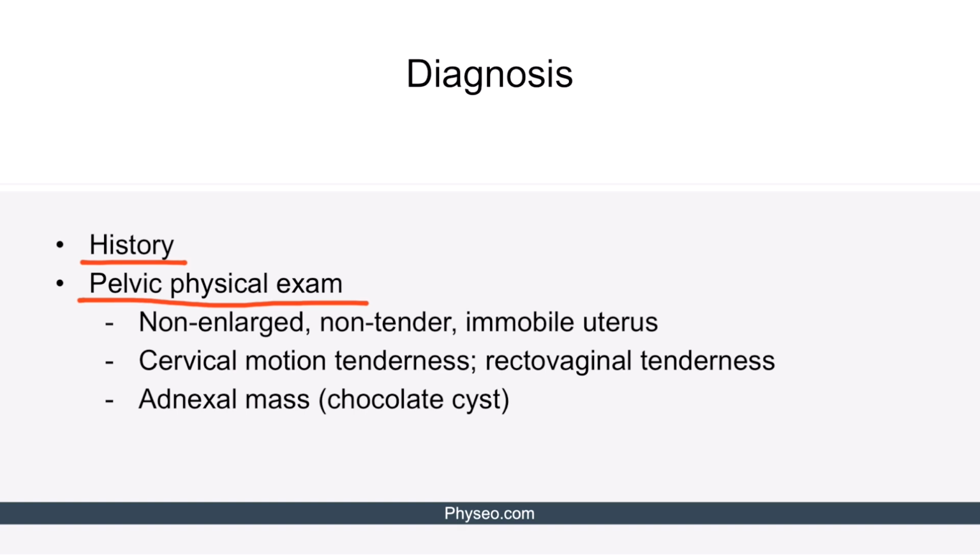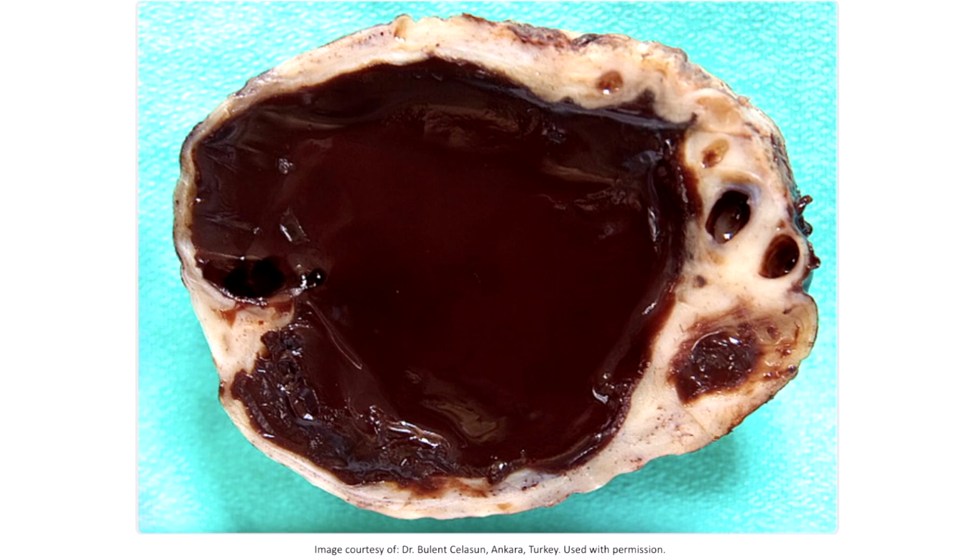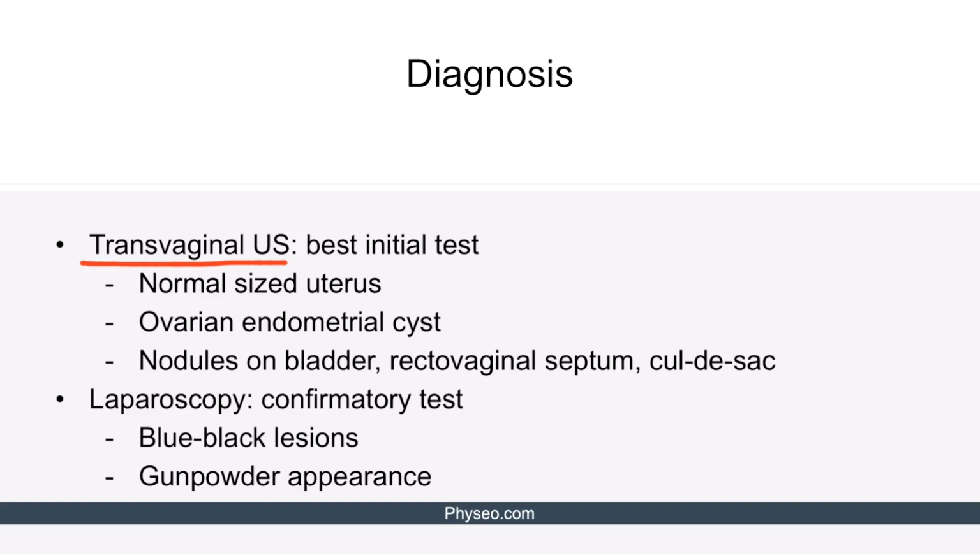An adnexal mass can also be detected and is commonly referred to as a chocolate cyst due to its gross appearance. Here's a gross image of a chocolate cyst. This appearance is a result of the cyst being filled with coagulated blood from endometriosis. Transvaginal ultrasound is usually the best initial step, which will reveal a normal-sized uterus, an ovarian endometrial cyst, and nodules on the bladder, rectovaginal septum, and cul-de-sac, among other locations.